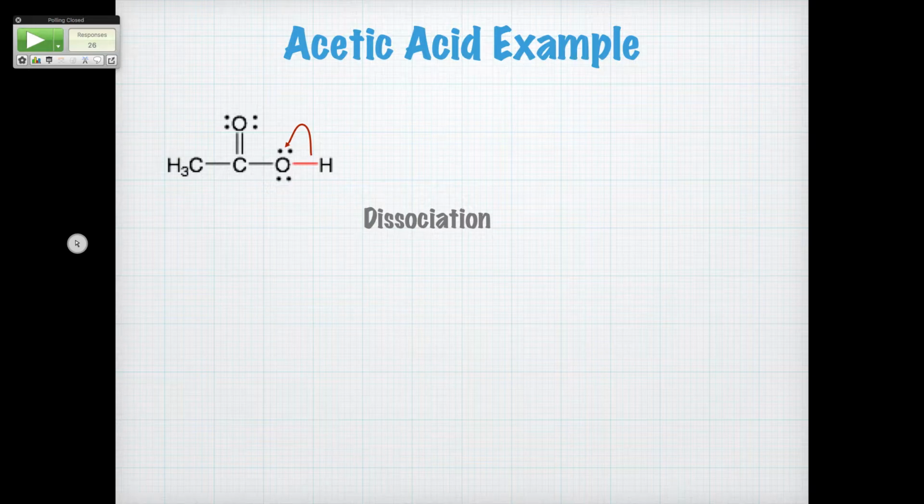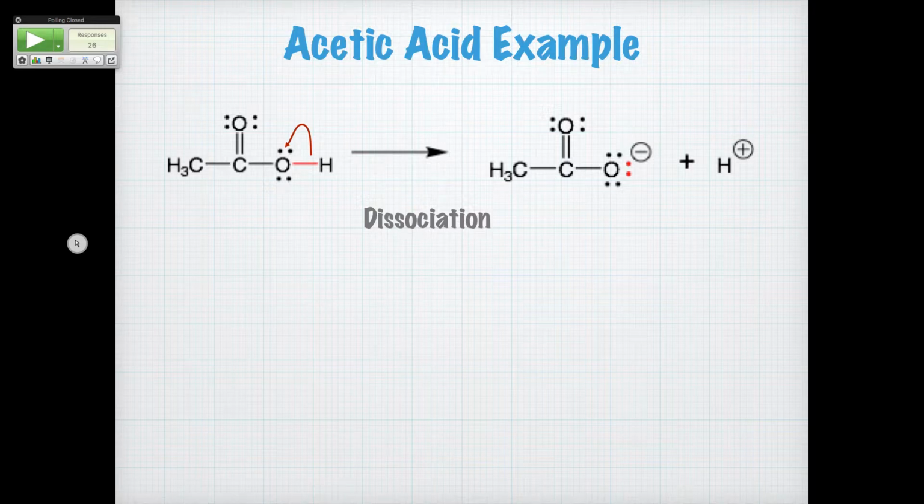All right, so to show the arrow, I'm going from the bond to the O. Now, why aren't I going from the bond to the H? Who's more electronegative, O or H? Oxygen, okay? So what do I get? I get my acetate anion, my conjugate base, and then I get H+.